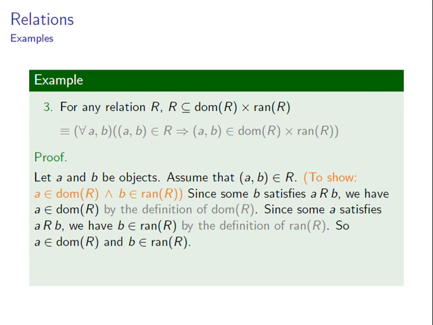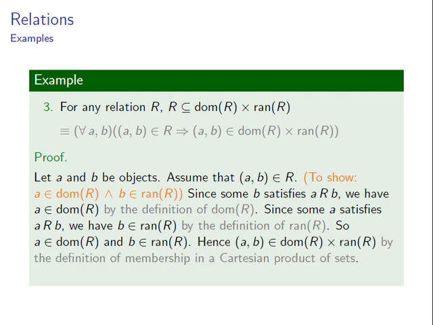So a is an element of the domain of R, and b is an element of the range of R. By the definition of Cartesian product, it follows that (a, b) is an element of domain of R cross range of R. Therefore, R is indeed a subset of domain of R cross range of R.